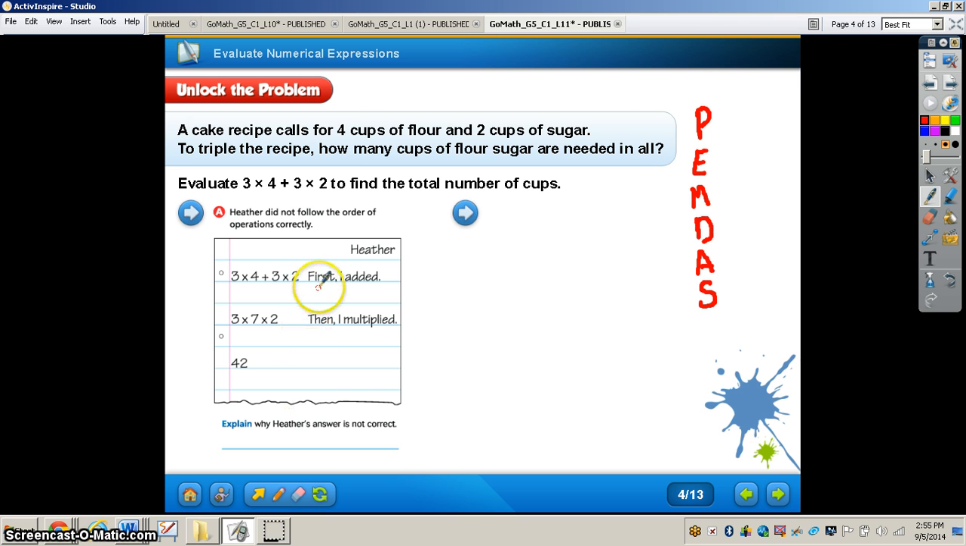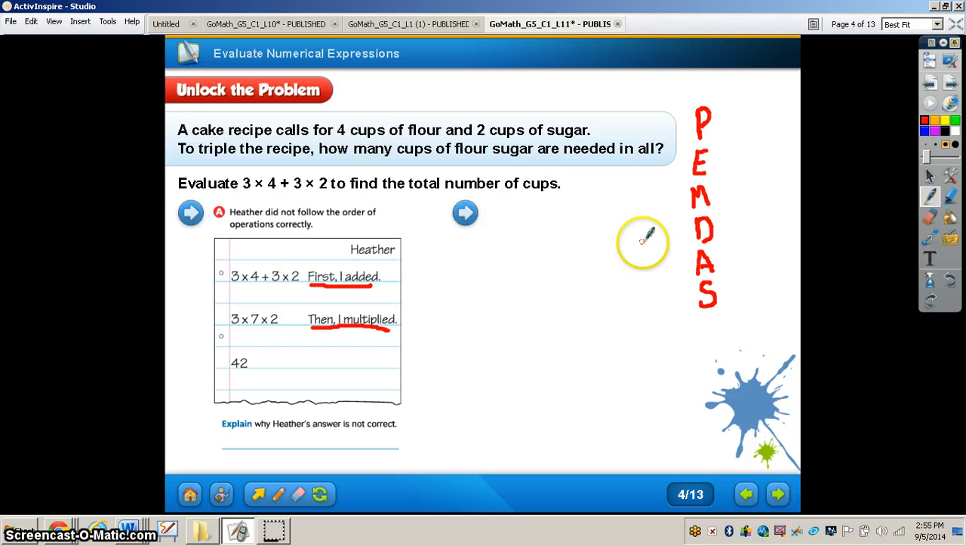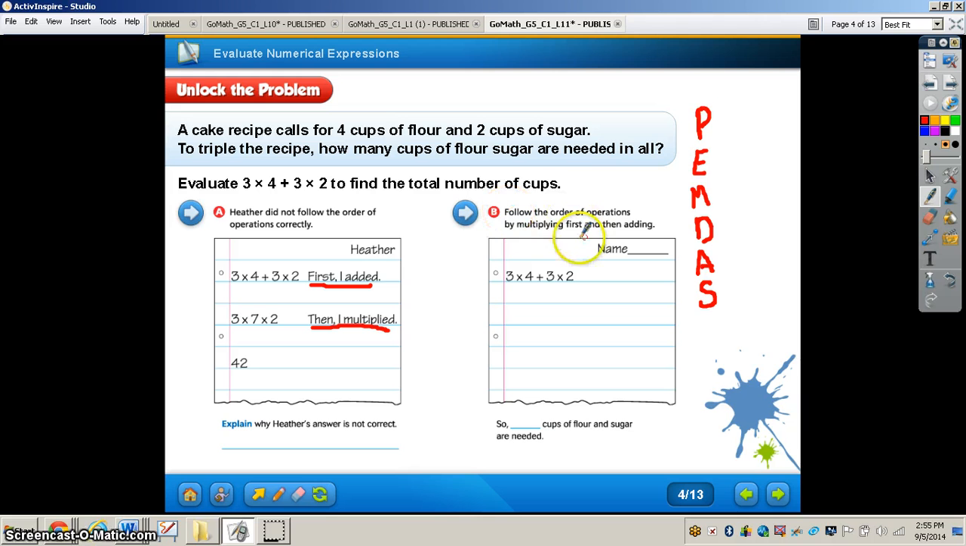What she did first, she added first, and then she multiplied. Now, what's wrong with this? It says explain why Heather's answer is not correct. We know, according to the order of operations that we looked at earlier, you do not add first. What you need to do in this case, you need to multiply first and then add.